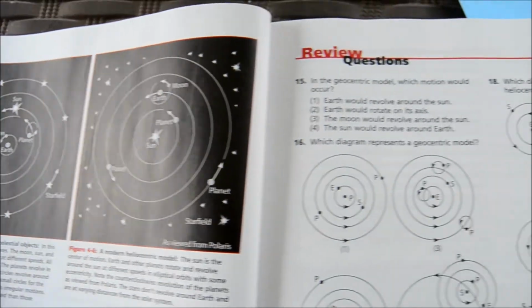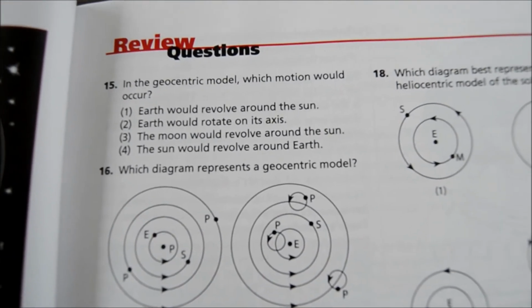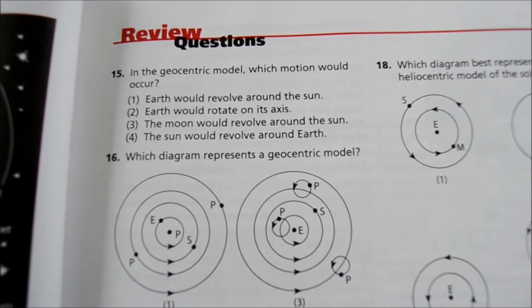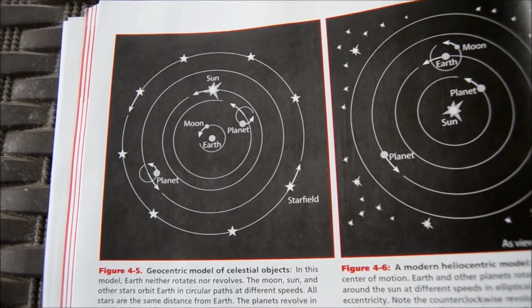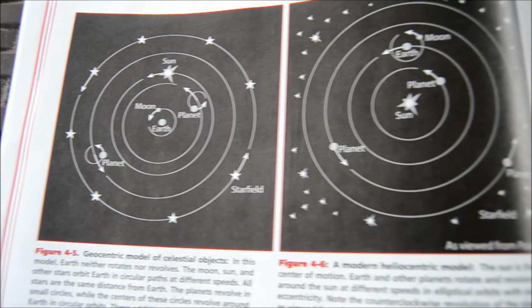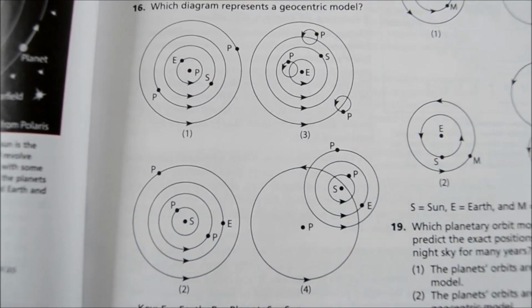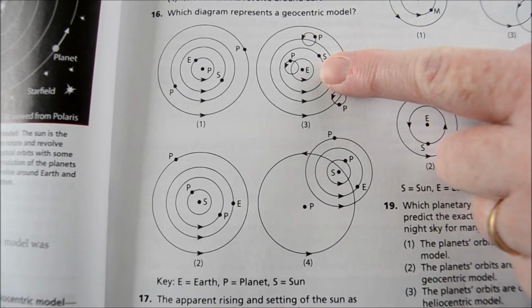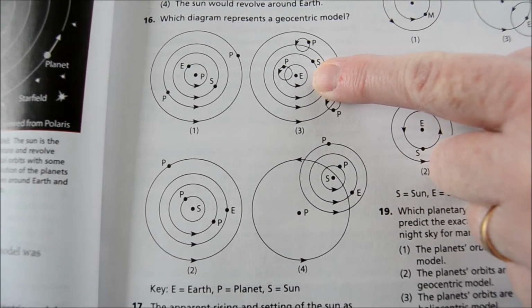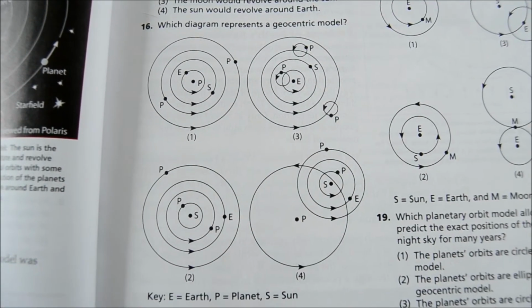So let's go on to question number 15. In a geocentric model, which motion would occur? Well, looking right at that diagram, the sun would revolve around the Earth. Number 16. Which diagram represents a geocentric model? Like I said, it's basically the same thing that you just saw on the page right next to you. The Earth is the center, everything else is revolving around.